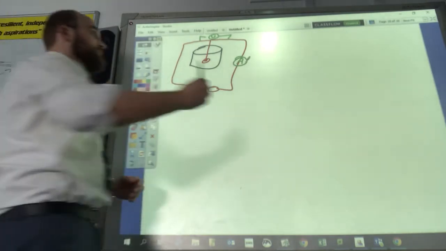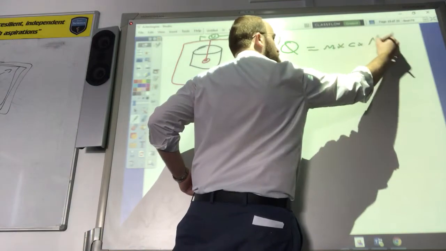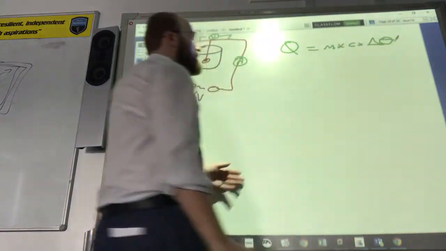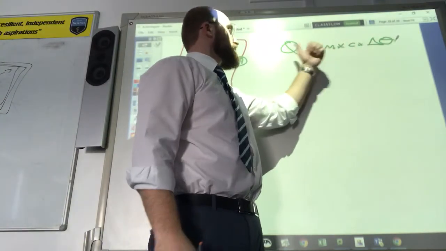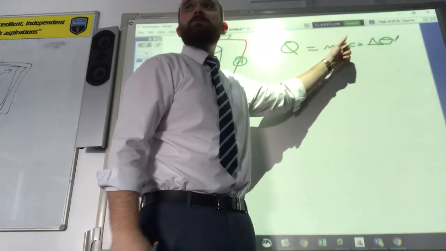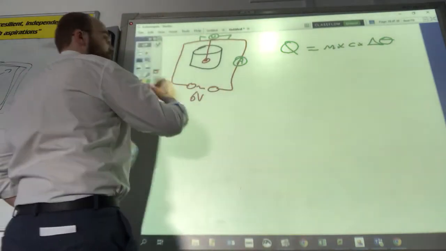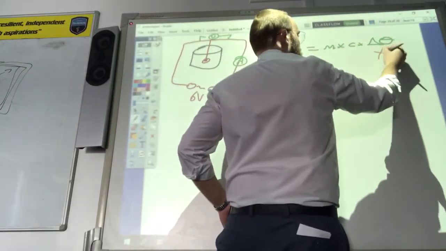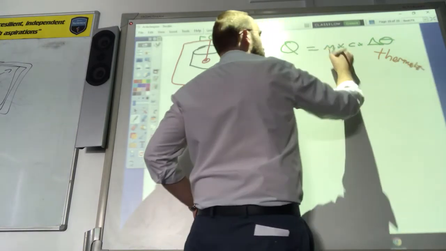So the equation that we have for specific heat capacity, Q is equal to M times C times delta theta. So the energy supplied is equal to the mass times the specific heat capacity times the change in temperature. What could I use to measure the change in temperature? Thank you, a thermometer. How would I measure the mass?